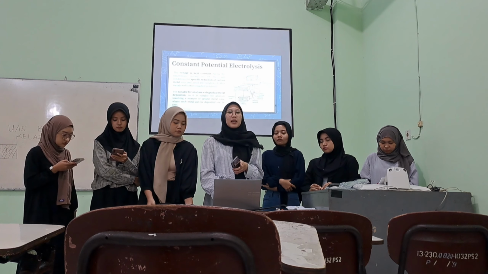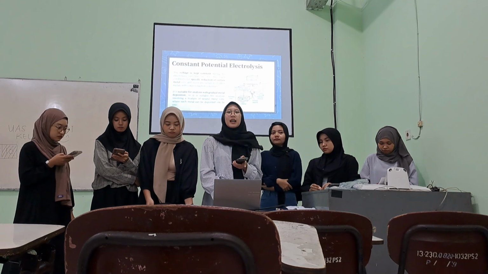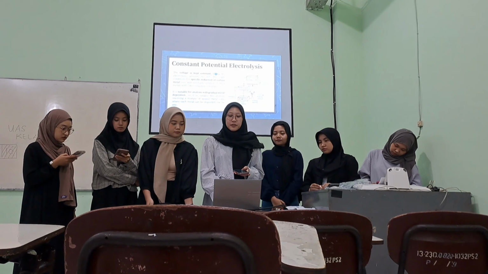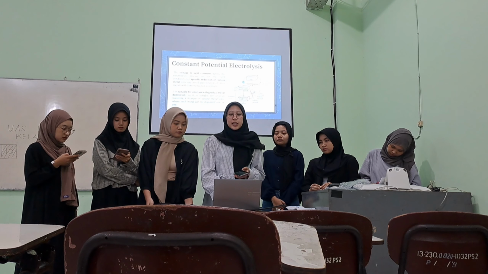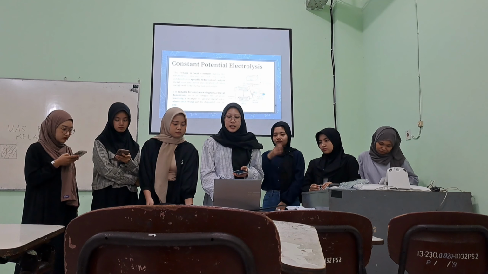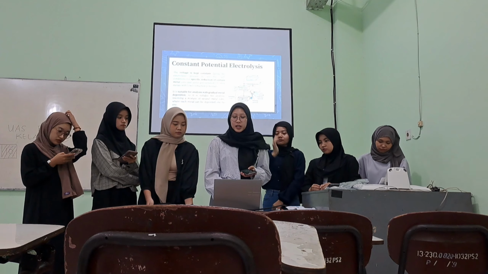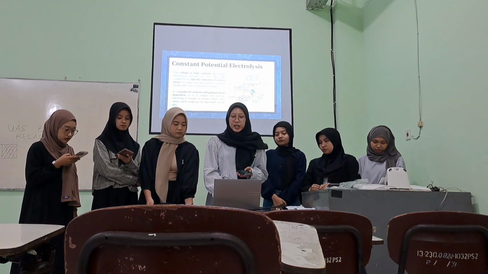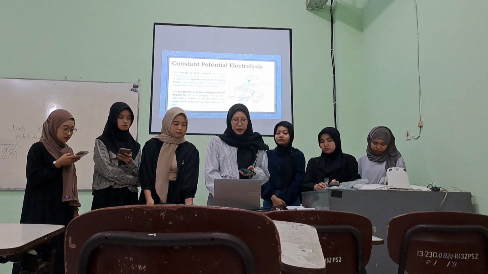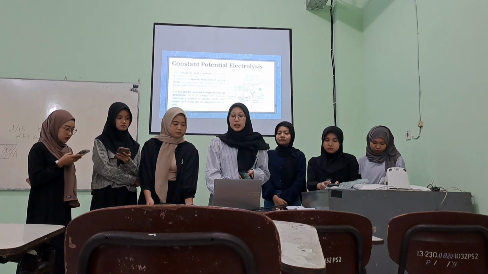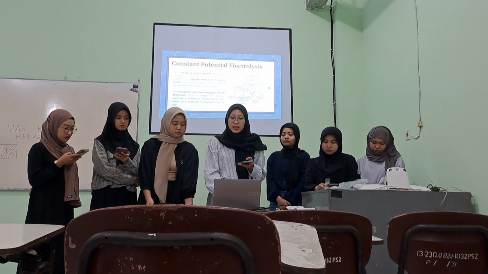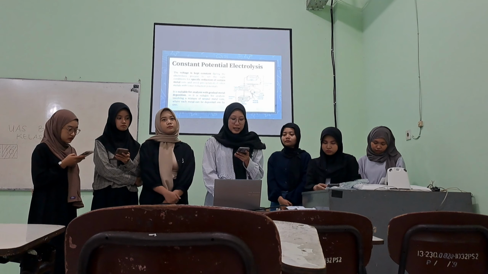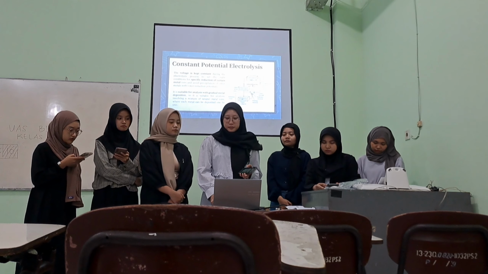So this method allows only specific metal ions to be reduced and deposited. The components of constant potential electrolysis are the counter electrode, reference electrode, working electrode, digital voltmeter, digital current meter, and DC power supply. And here is the electrolysis circuit. What is this? The electrolysis circuit is the electric current path to carry out the electrochemical reaction.